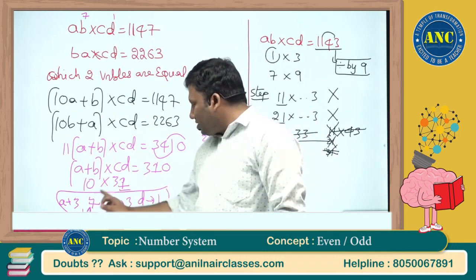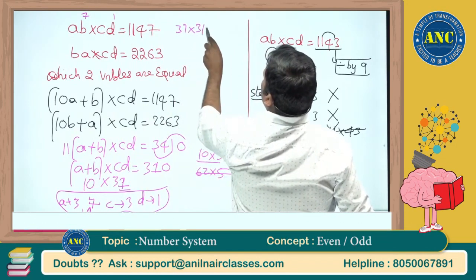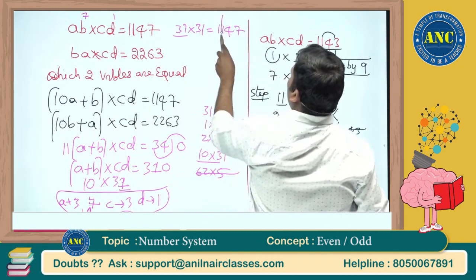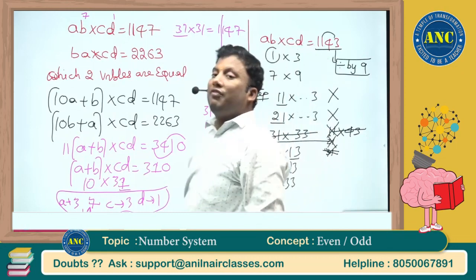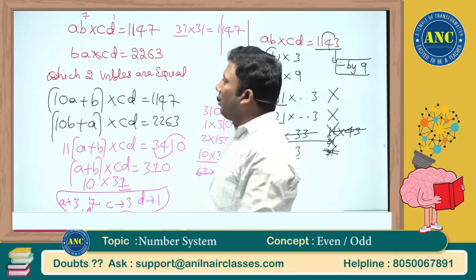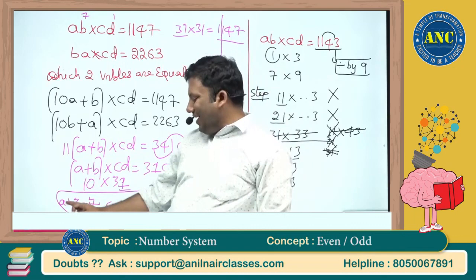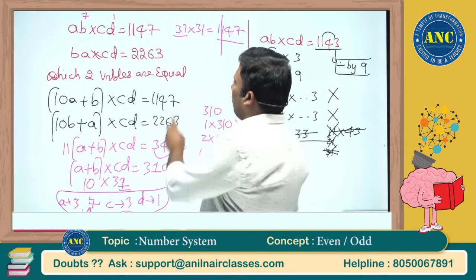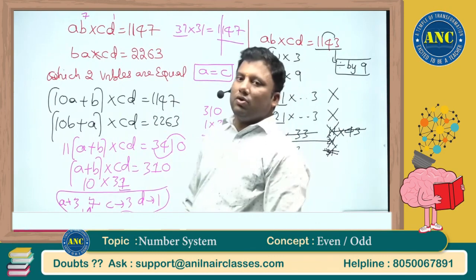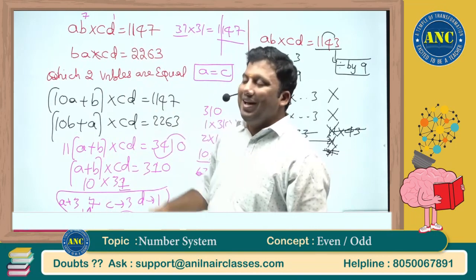37 and 31. That means 37 into 31 is equivalent to 1147. 37, take a group of 3 digits and add it. 147 plus 1, 148. 37 4s are 148. Perfectly clear. So which two variables are equal? A3 and C3. A is equivalent to C. Idea clear? One is with 1147, which is the actual question.